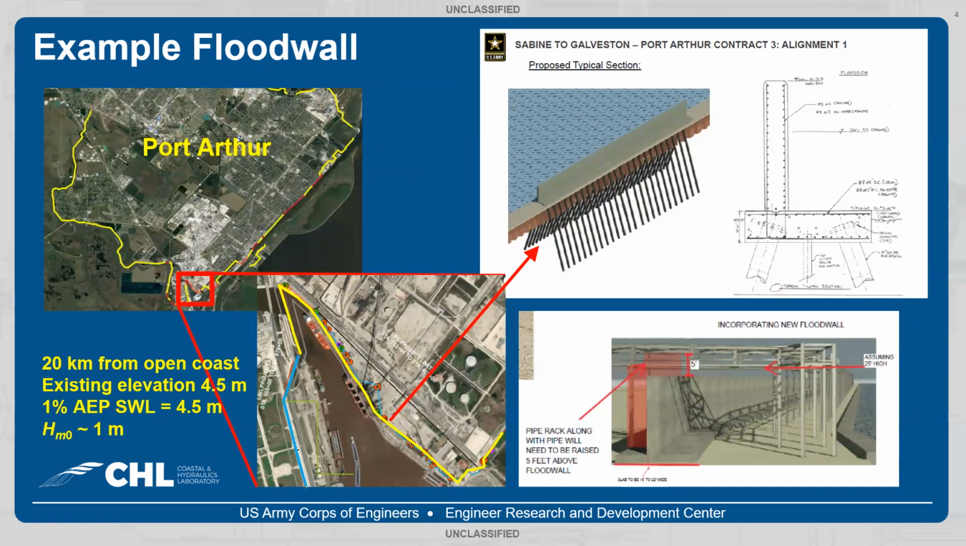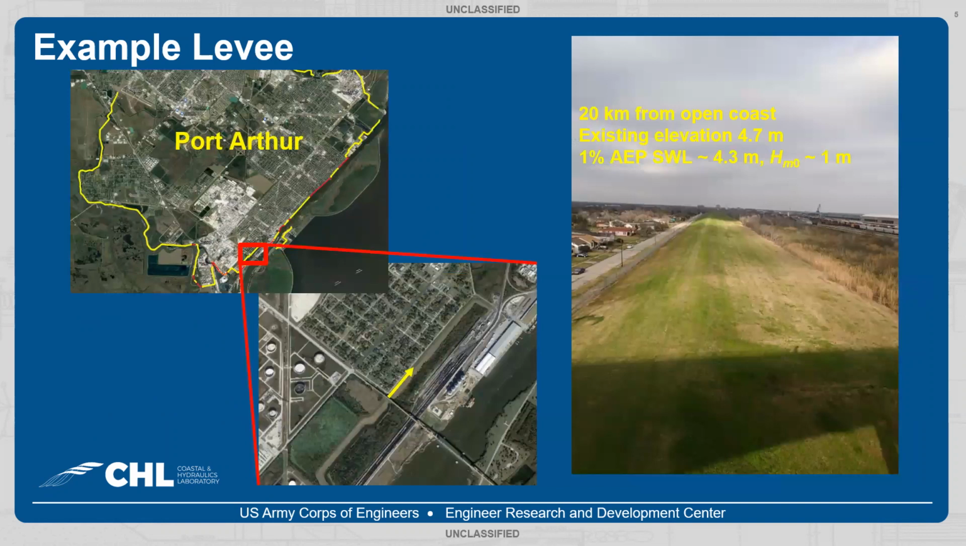This shows a typical pile-supported T-wall in Port Arthur area. This area is roughly 20 kilometers from the open coast, but has a 1% annual exceedance probability still water level of about 4.5 meters, and corresponding wave height of about 1 meter. So basically the area is exposed to very high flood levels and fairly small waves. This shows a typical levee, basically clay core, grass-covered, well-maintained levees.